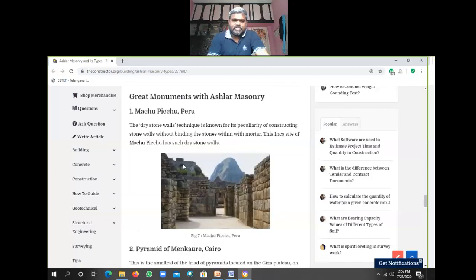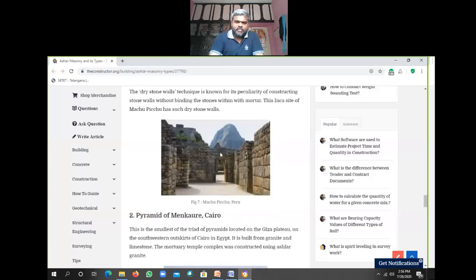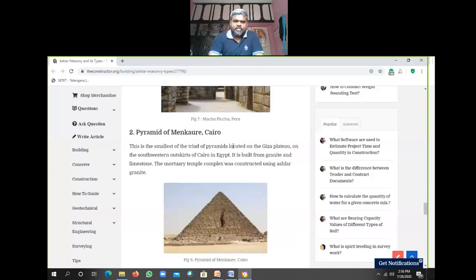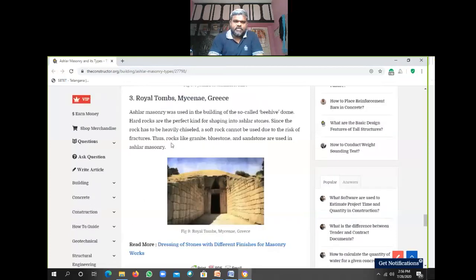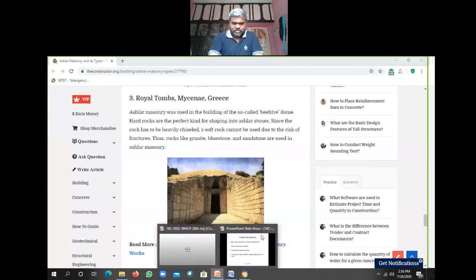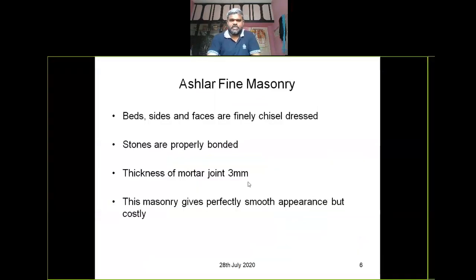And see, these are some monuments constructed by ashlar masonry: Machu Picchu in Peru, and the pyramids in Cairo. This is also a royal tombs area. Right. This is about ashlar masonry.